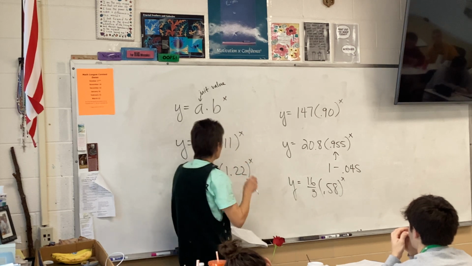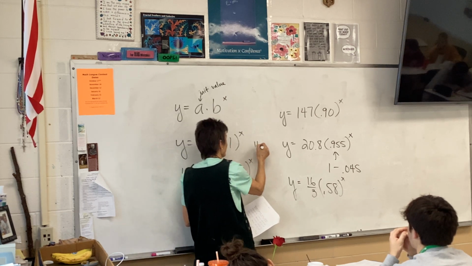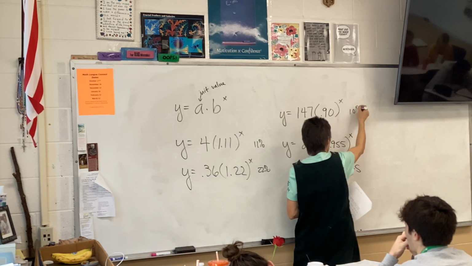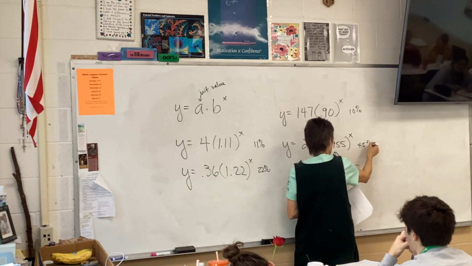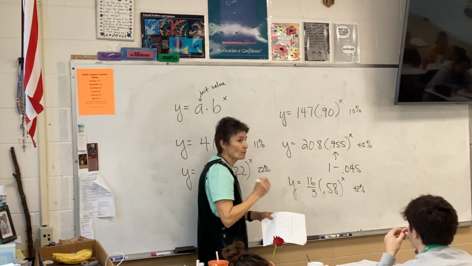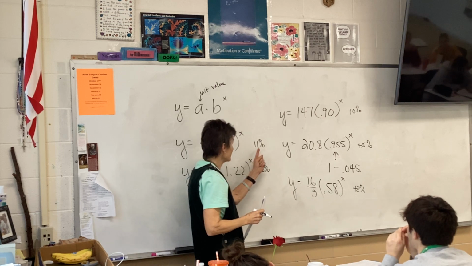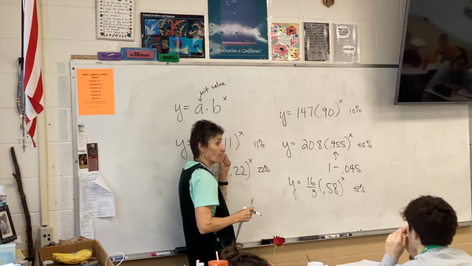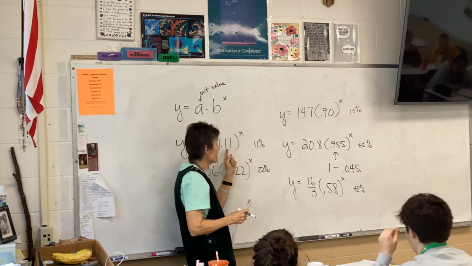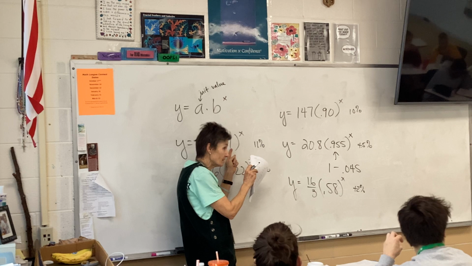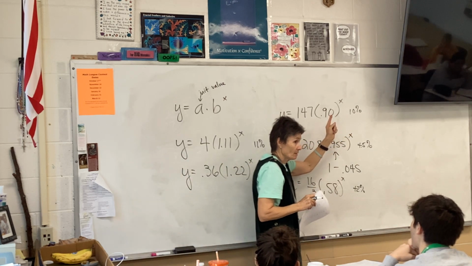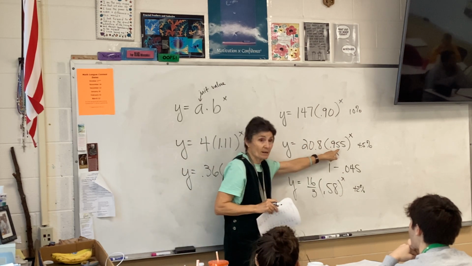Notice that in none of these problems, this one involved 11%, this one was 22%, this one was 10%, this one was 4.5%, and this one was 42%, in any of those problems did you see a 0.11 or a 0.22? No, it's attached to a 1. It's either 1 plus 11 or it's 1 minus 10. That's how you get this space right here, always.